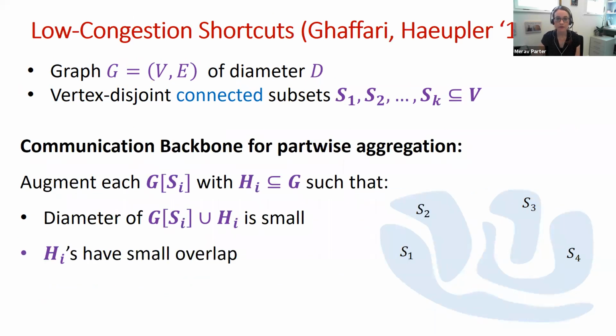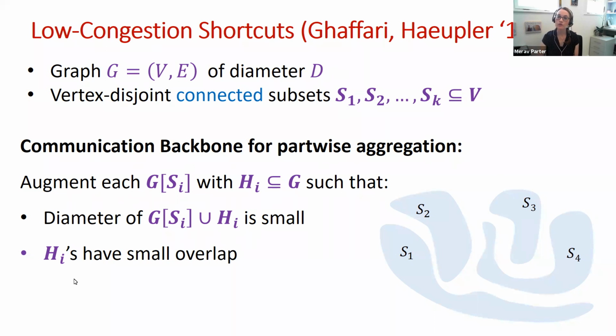Motivated by that, Ghaffari and Haeupler introduced this graph theoretic notion of low congestion shortcuts, which really captures the essence of the partwise aggregation problem. The high level idea is to compute a subset of edges, Hi, for every part Si, so that when we look at the augmented subgraph, we reduce the diameter, hopefully to be as close as possible to the diameter D of the whole network, but at least better than what we had before.